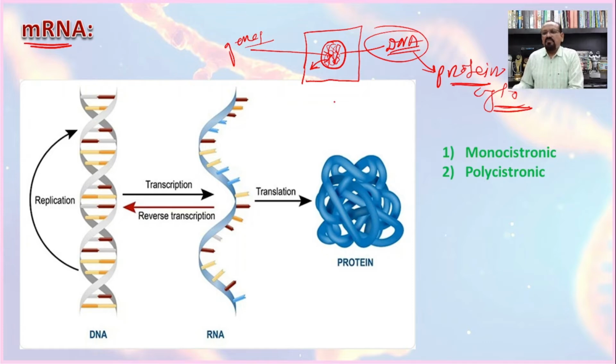And hence, first of all, this DNA is copied, but not in the form of DNA but in the form of RNA. And such a process in which the RNA molecule is formed with the help of one of the strands of the DNA is known as transcription.